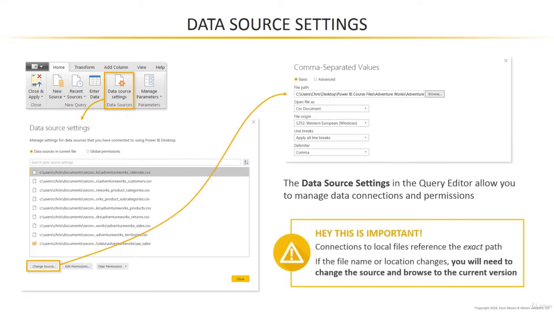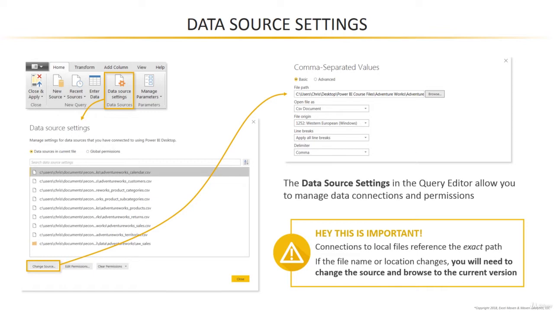Now, the critical concept to understand about data source settings is that when you make a connection to a local file, a file that's located on your computer, Power BI will basically take a snapshot of that exact file path to that exact file name. And what that means is that if anything changes about your file, if you rename it or if you move it to a new location, that path won't automatically update. So what you need to do is go into these data source settings, click Change Source, and browse to the revised version of that file.